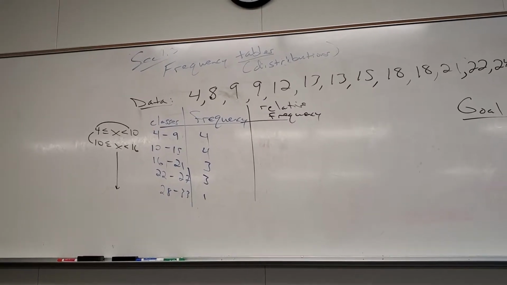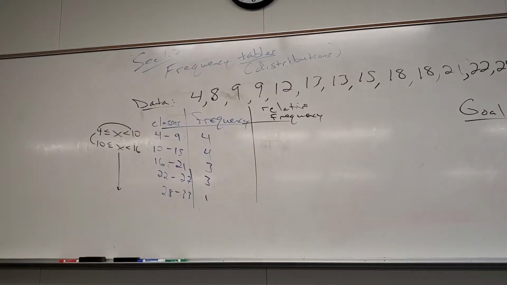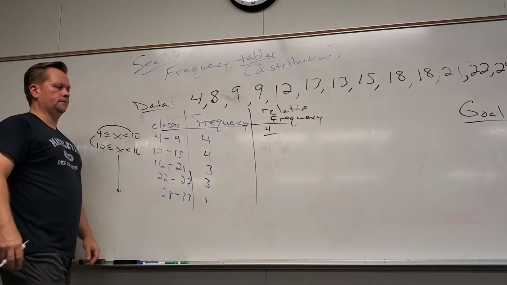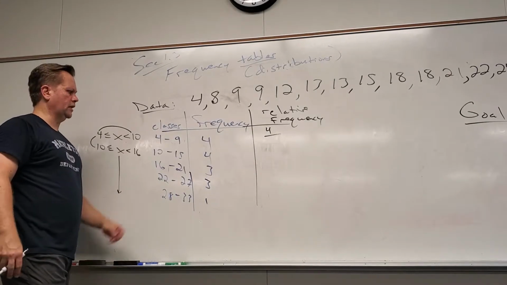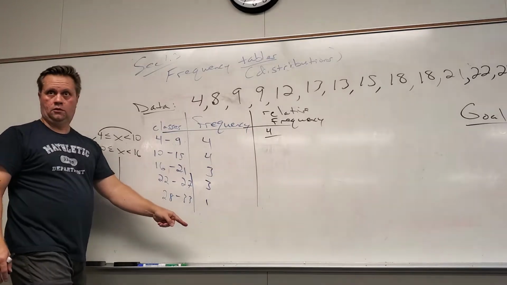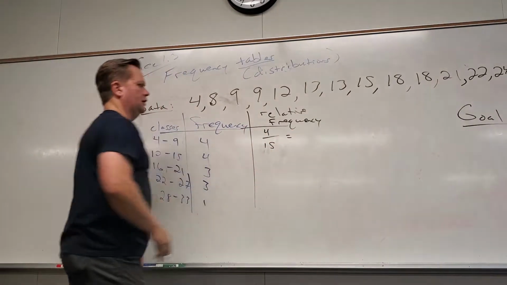So what's a better thing to use besides pure numbers when you're trying to compare things? You'd better use ratios, percentages. That's what relative frequency is. Relative to the total. How much is in each? So that first class has 4 data points out of what? How many data points do we end up with? 15, right? And there are 15 of them. Okay. So 4 divided by 15 is something.